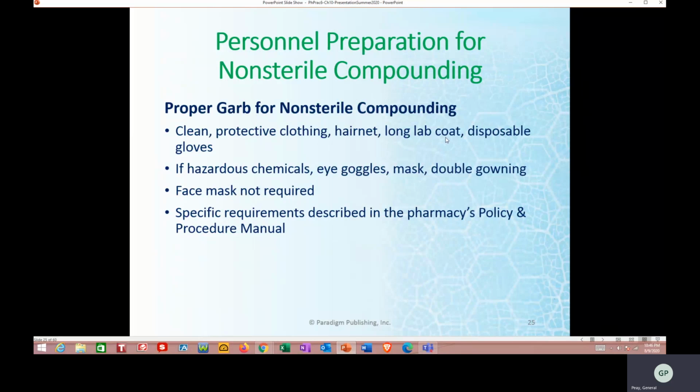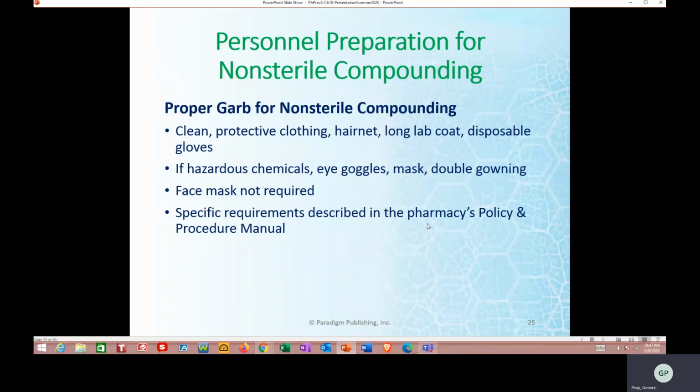Proper garb for non-sterile compounding. You got to wear clean protective clothing. Again, you'll see these in the video. Hairnet, long lab coat, disposable gloves. If hazardous chemicals, eye goggles, mask, double gowning. Face mask not required. This is probably pre-pandemic. I'm pretty sure now it's no matter what pharmacy you work at, you got to wear a face mask full time. So this was probably written pre-pandemic. But typically, in most cases I see in institutional settings, the technician usually has on a face mask. Specific requirements described in pharmacy's policy and procedure manual.